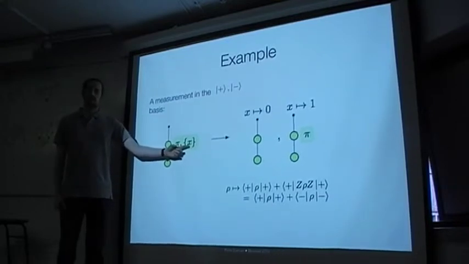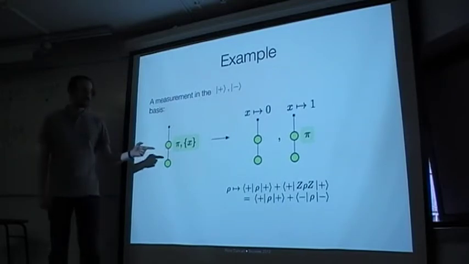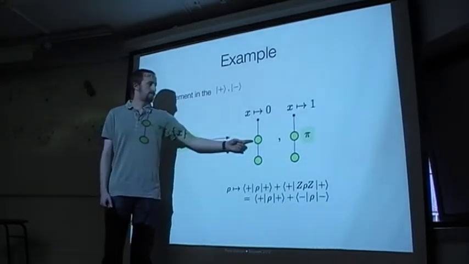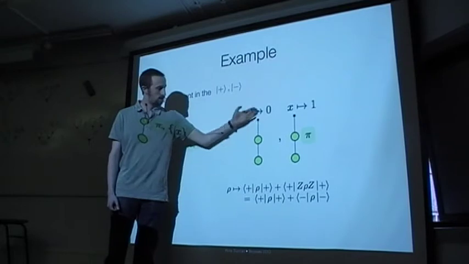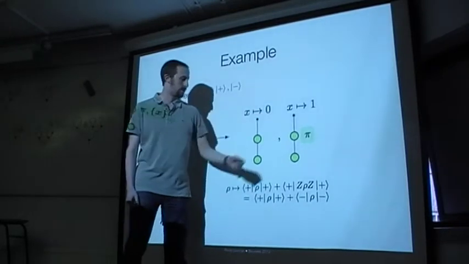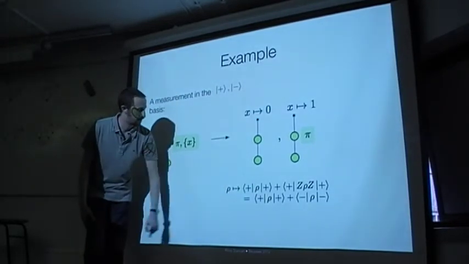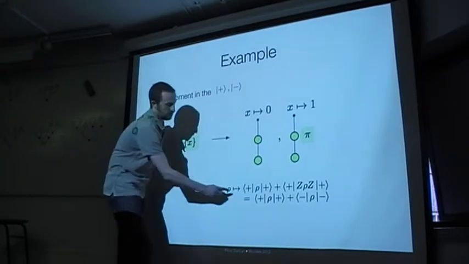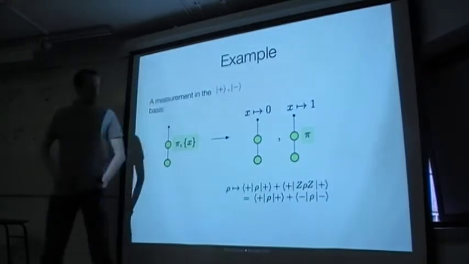And what x is telling you is the result of this measurement. So if x is 0, this Pauli flip goes away. You just have this. If x is 1, you keep it. And you get the semantics down here. So I'm going to see that I have the 2 possible branches of my measurement.